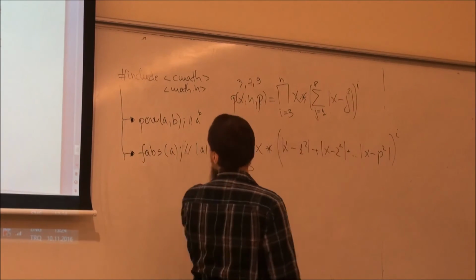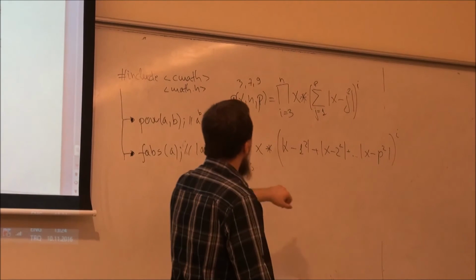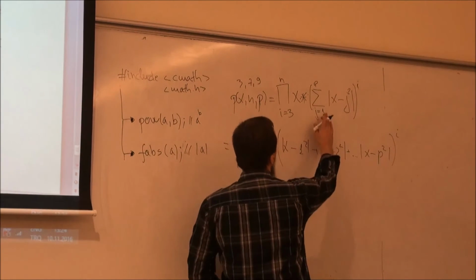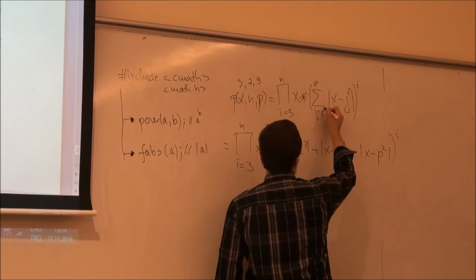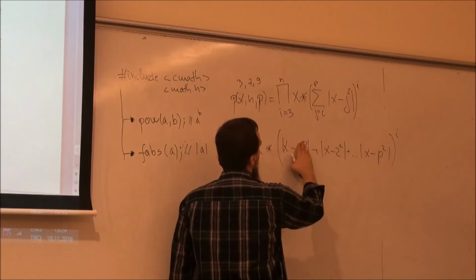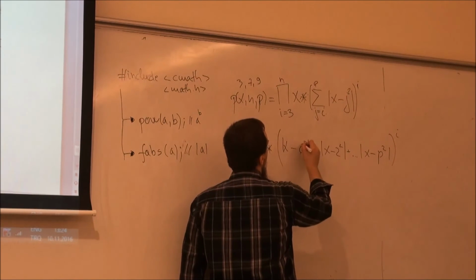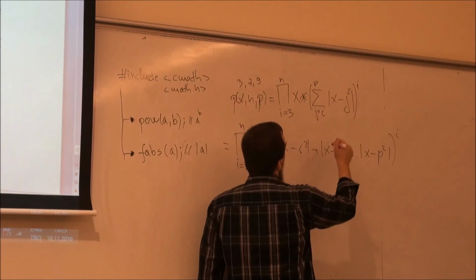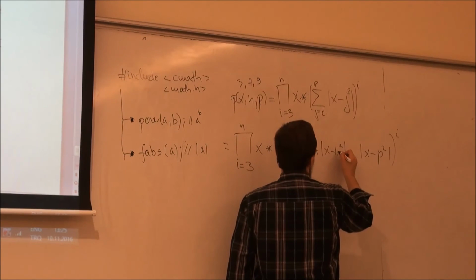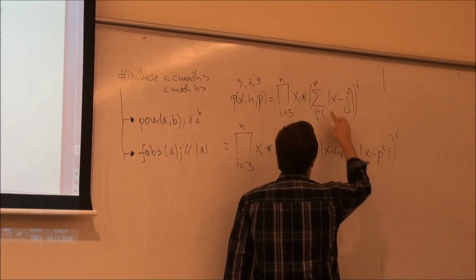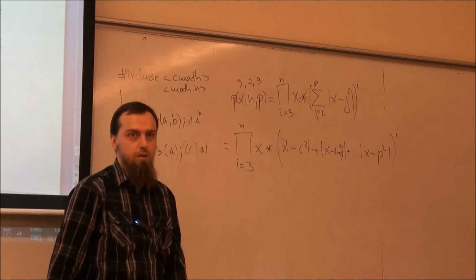This is from i, I'm sorry. Yes, this is from i, not from 1. So basically we have i squared, (i+1) squared, up until p squared. Yeah, you're right.